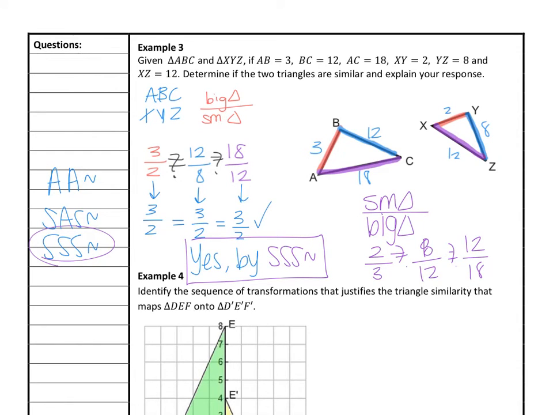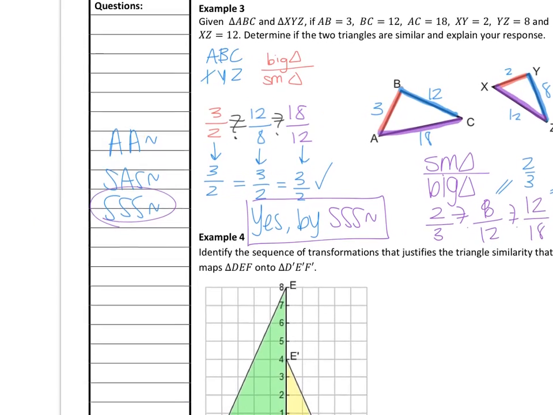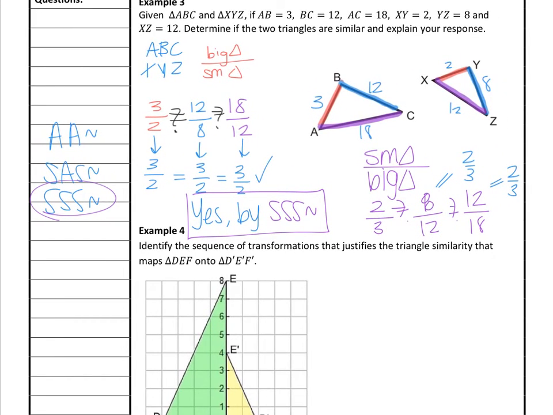If you had reduced your fractions and you did small over big, these would have all reduced to 2 over 3. So same response, even though you did small over big. Remember again, if your answer comes out to be a no, you have to say because corresponding sides are not in proportion. We only get SSS because the corresponding sides are in proportion, so it's just the reverse of that otherwise.